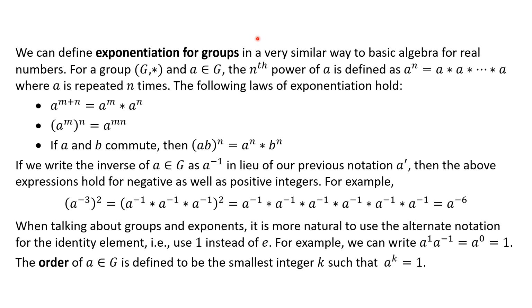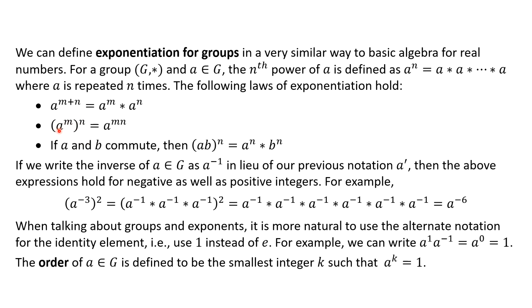We can define exponentiation for groups in a very similar manner to what we've done in high school algebra. But the difference here is it applies to any group. So if you have an element A in a group G, the nth power of A is written out like this. This is really just notation. It's just A repeated n times, and the grouping doesn't matter because of what we said in the previous slide concerning the associative law. Then A to the m plus n is A to the m times A to the n. That just follows from the definition here.